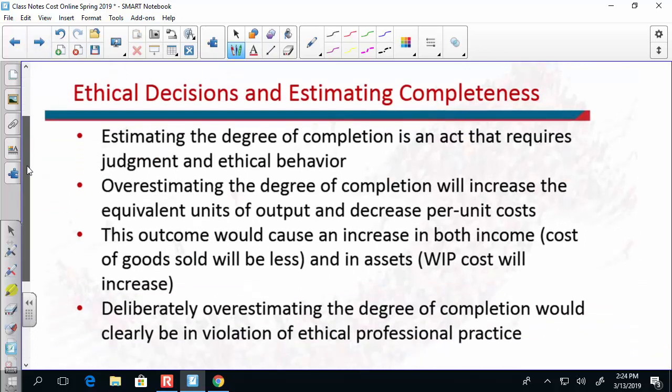So we have to come up with a way of measuring this completeness. There's some ethical concerns here, so please read those. Because I could estimate higher or lower, and that can make the cost per unit change quite dramatically. So there is some pressure to make sure that this is fairly done and accurately done as well.